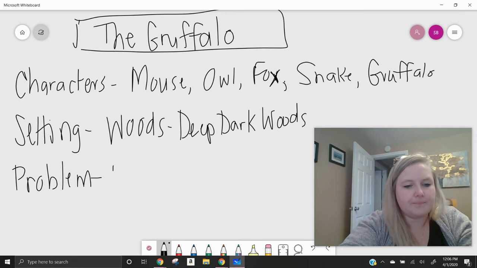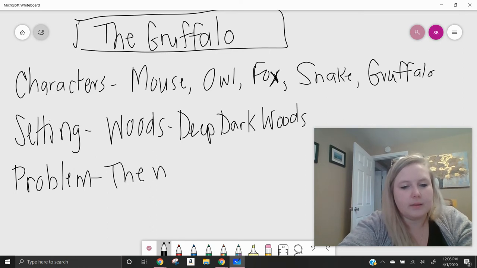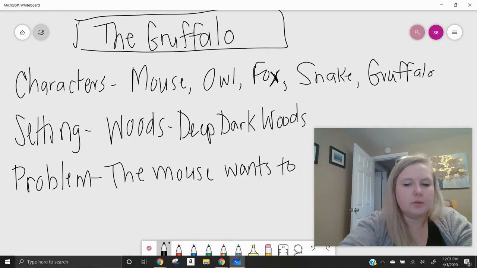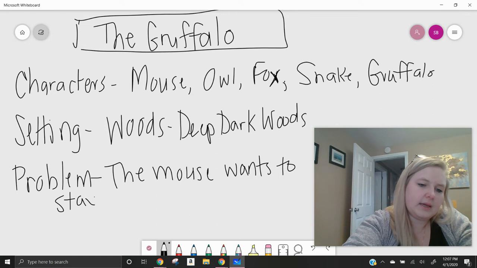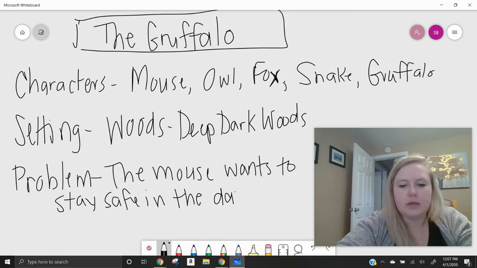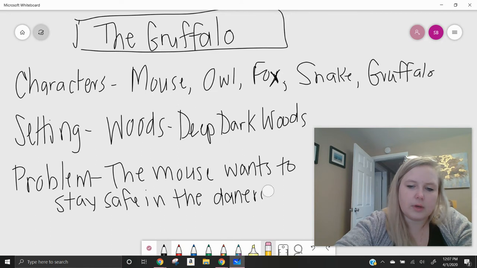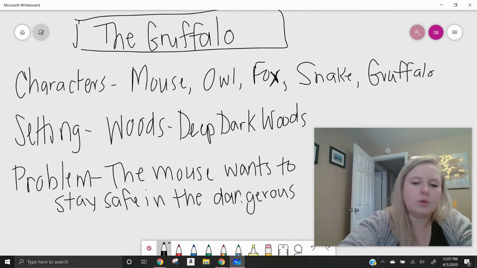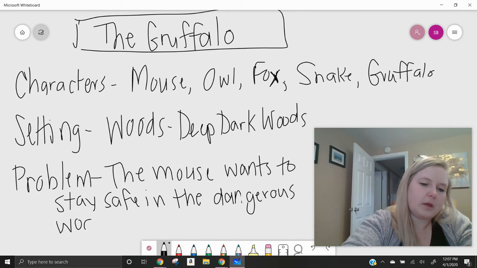So we're gonna put that. The mouse wants to stay safe in the dangerous woods. Okay. Oh man, hold on. Too far ahead of myself.